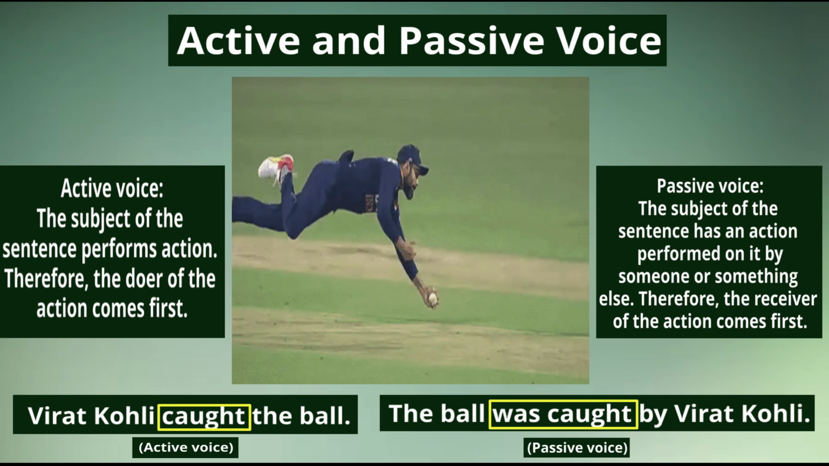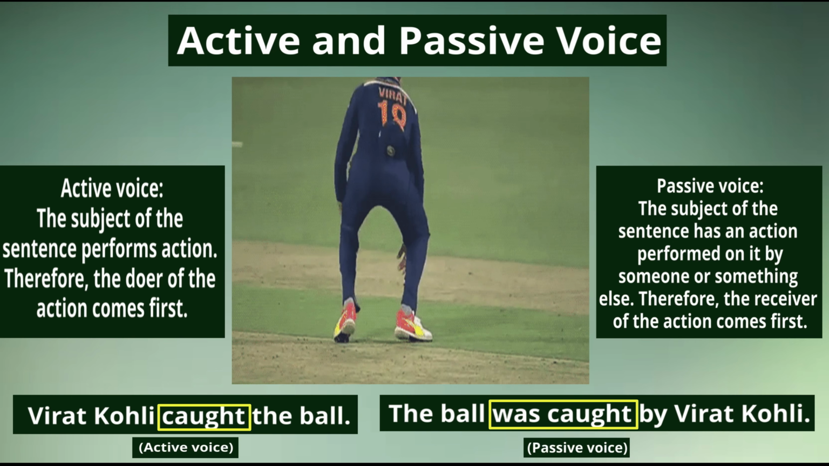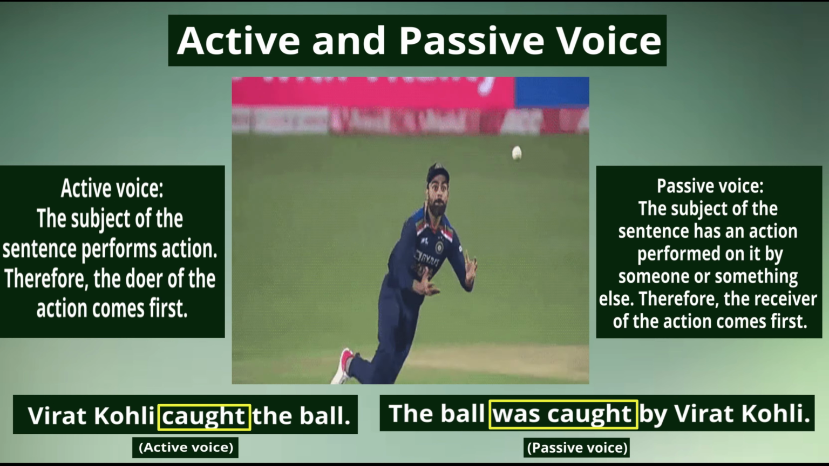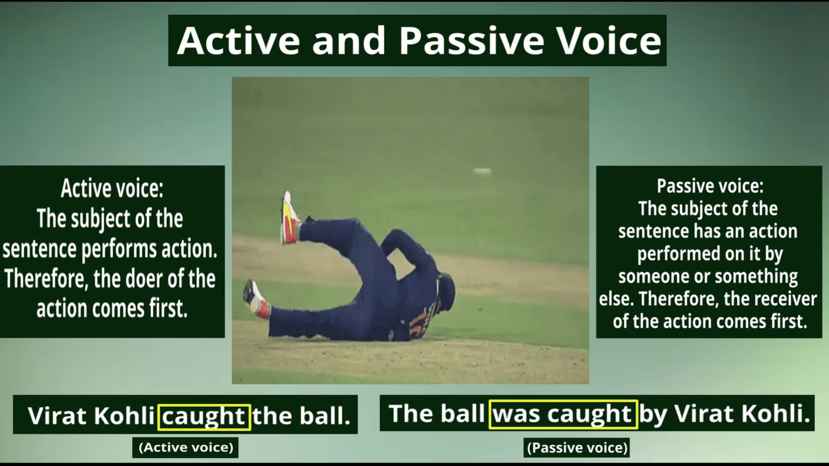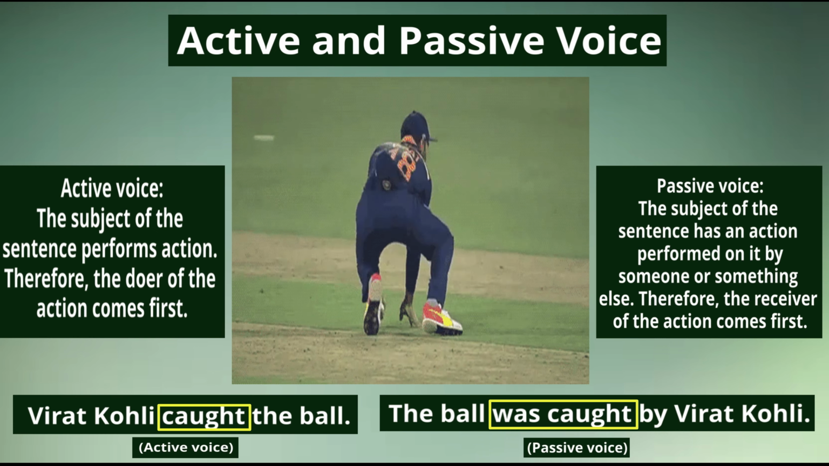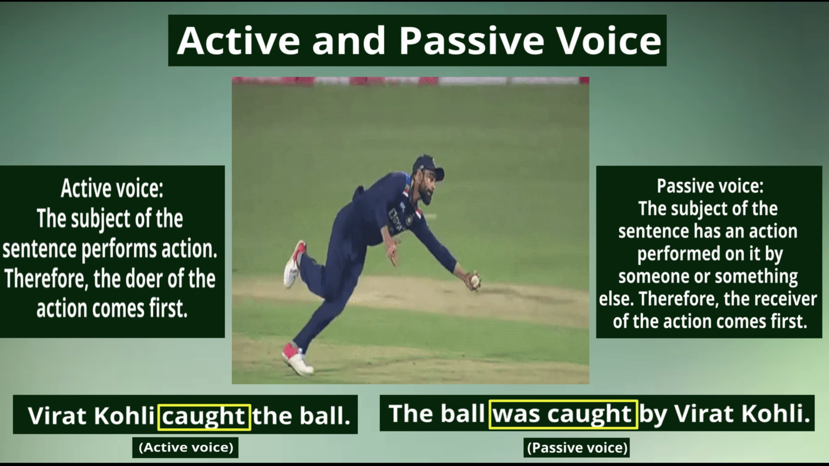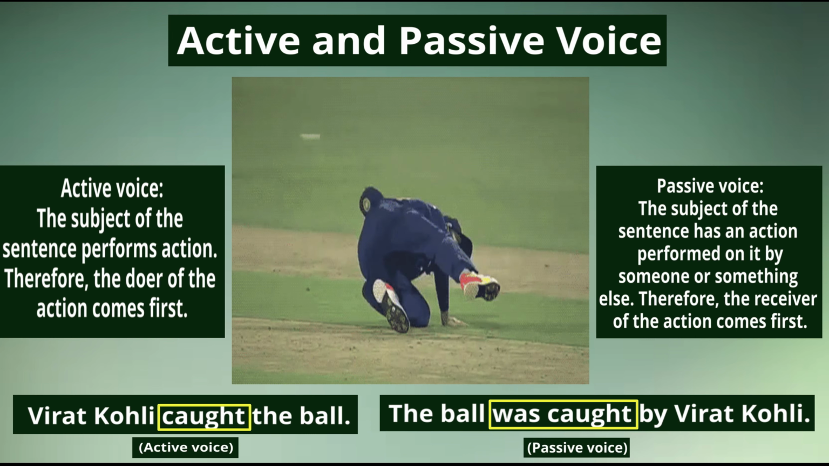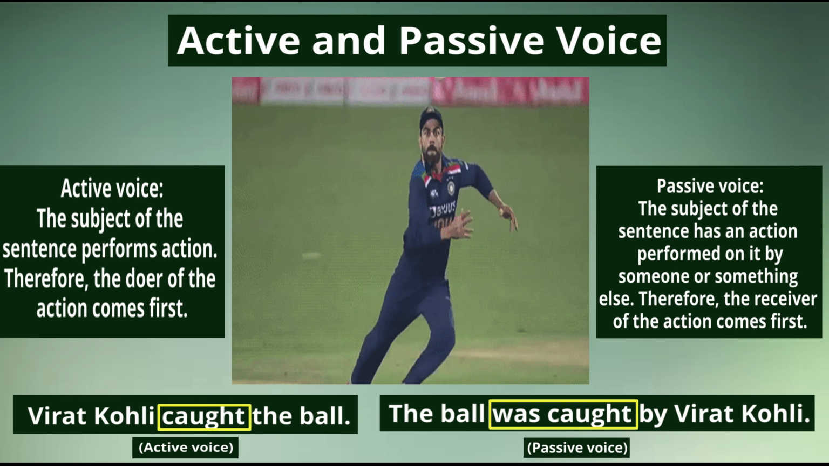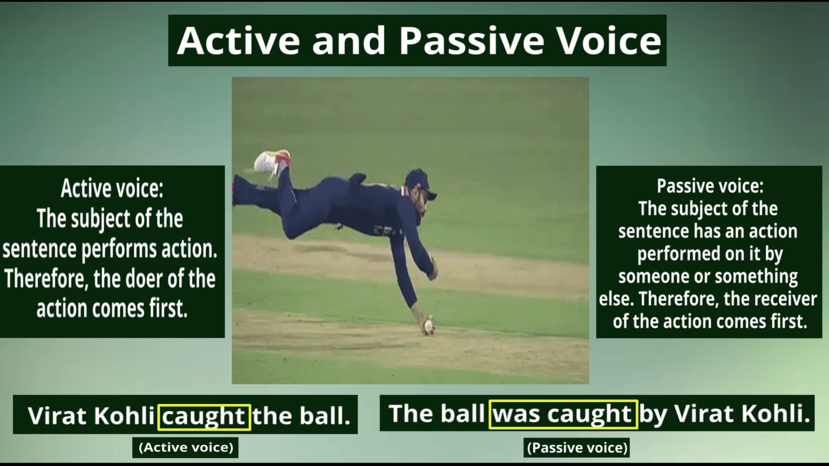Today we are going to learn about active and passive voice. What does that mean? Basically, verbs are written in either active voice or passive voice. Active voice means the subject of the sentence performs the action. Therefore, the doer of the action comes first. Whereas in passive voice, the subject of the sentence has an action performed on it by someone or something else. Therefore, the receiver of the action comes first.